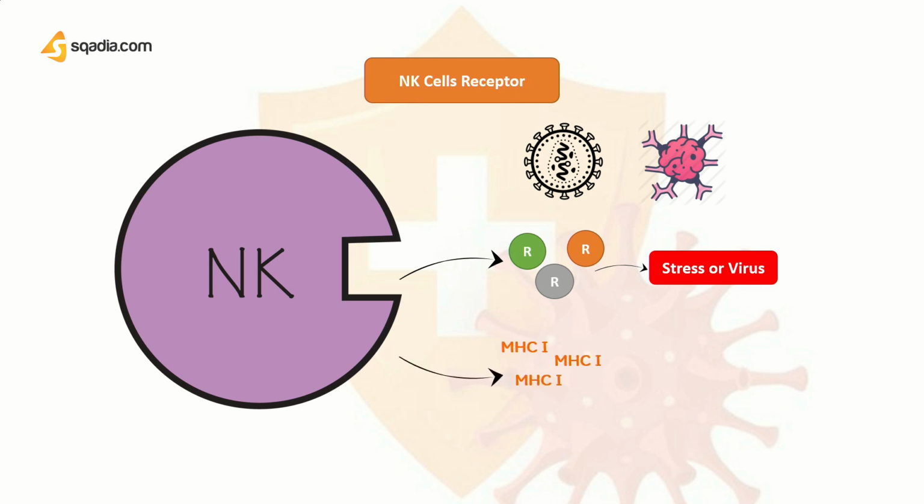Secondly, we have the inhibitory receptors that recognize the MHC class 1 molecules. They prevent the natural killer cell from killing normal cells. The result thus depends on the balance between the activation and the inhibition.